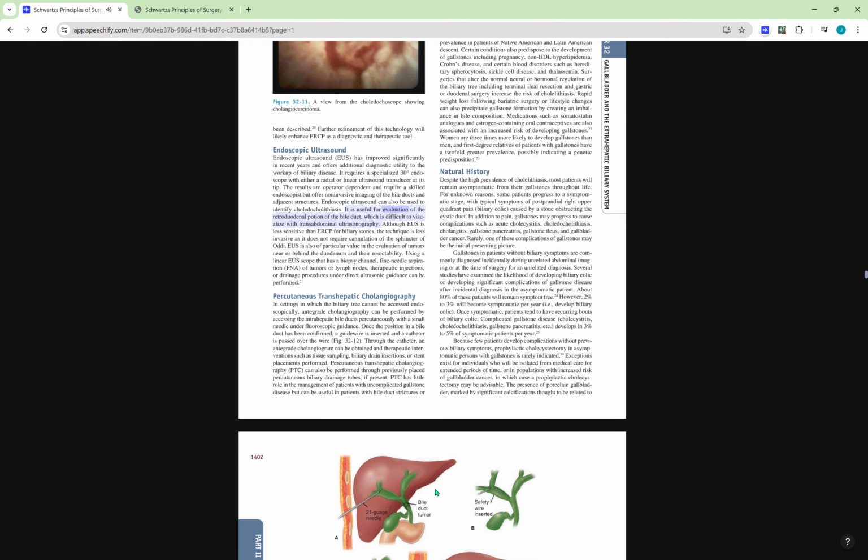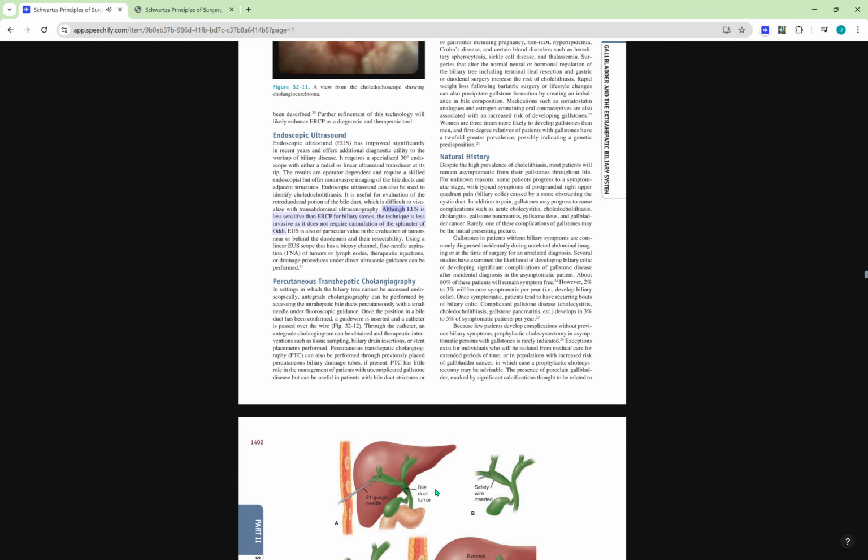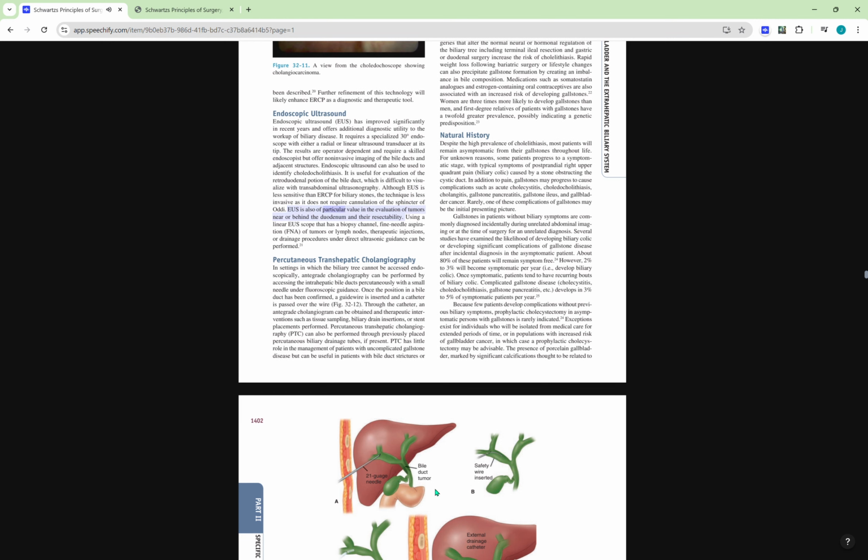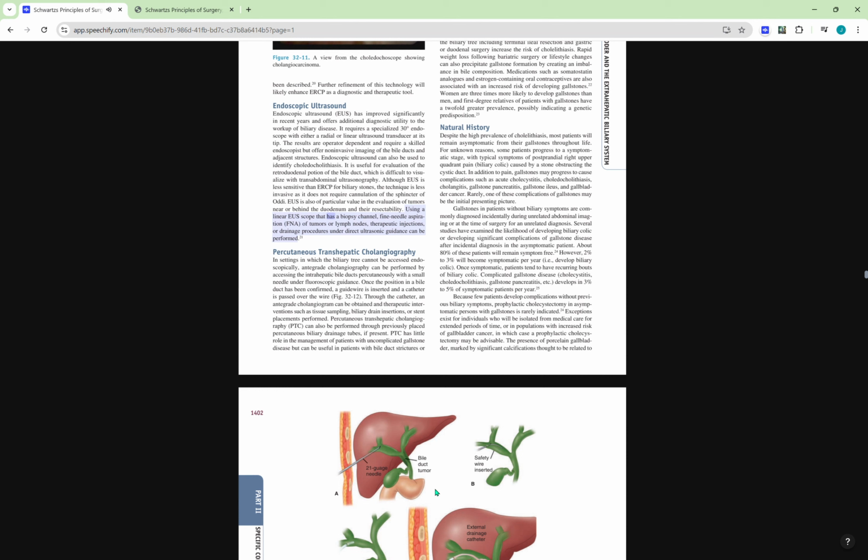It is useful for evaluation of the retroduodenal portion of the bile duct, which is difficult to visualize with transabdominal ultrasonography. Although EUS is less sensitive than ERCP for biliary stones, the technique is less invasive as it does not require cannulation of the sphincter of Oddi. EUS is also of particular value in the evaluation of tumors near or behind the duodenum and their resectability. Using a linear EUS scope that has a biopsy channel, fine needle aspiration of tumors or lymph nodes, therapeutic injections or drainage procedures under direct ultrasonic guidance can be performed.